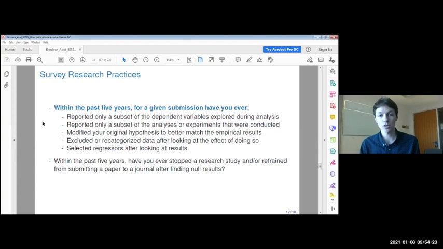We're going to be asking questions such as, within the past 5 years, for a given submission, not necessarily to JHR, have you ever reported only a subset of the dependent variables explored during the analysis? Have you ever reported only a subset of the analyses or experiments that you conducted? Have you ever modified the original hypothesis to better match your empirical results? Have you ever excluded or recategorized the data after looking at the effect? Have you ever selected regressors after looking at results?